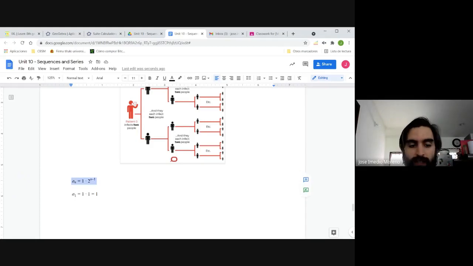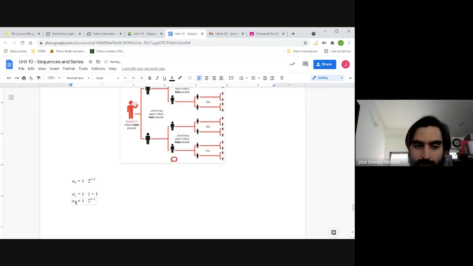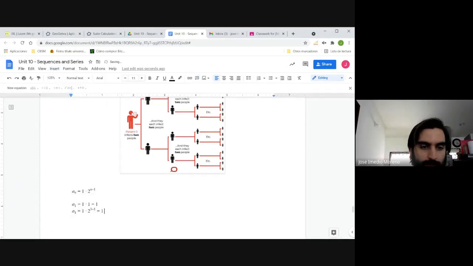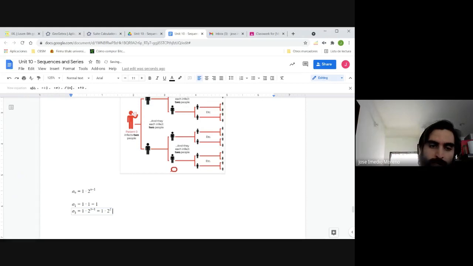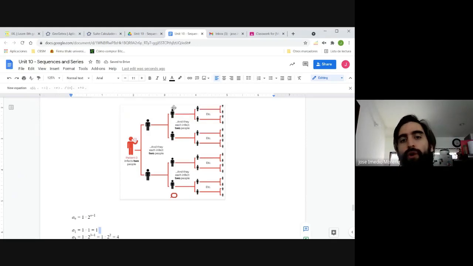Let's find a sub 3. For a sub 3, the variable takes the value 3. So this is 1 times 2 raised to the power of 3 minus 1, which is 2. So this is going to be 4. On day 3, there are 4 new people infected.